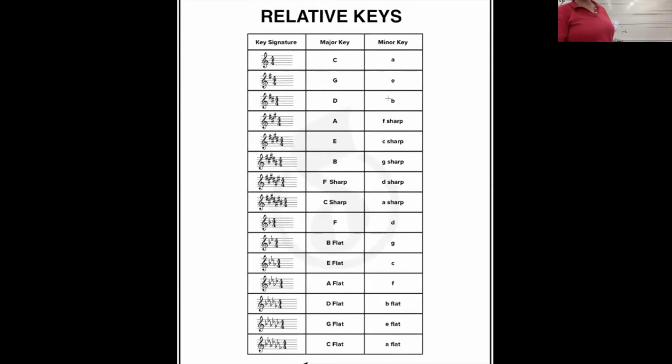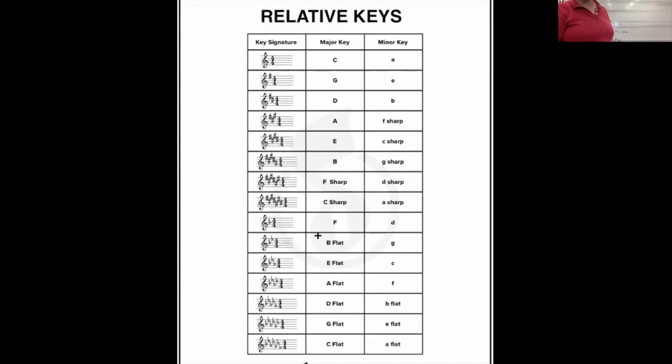And the distance from a minor keynote to its relative major keynote is up a minor third. So G minor has the same key signature as, go up a minor third, B flat major.